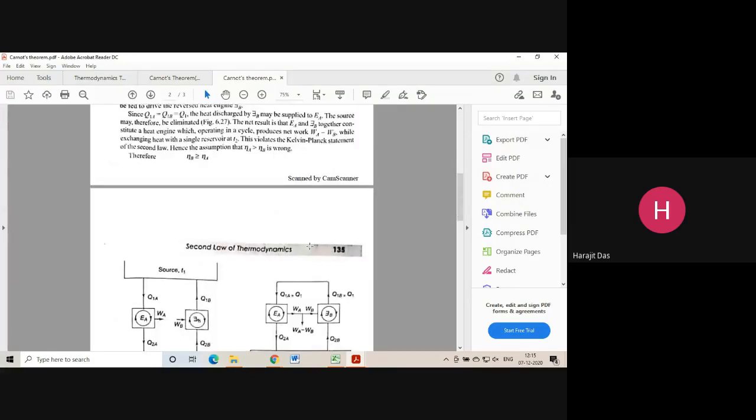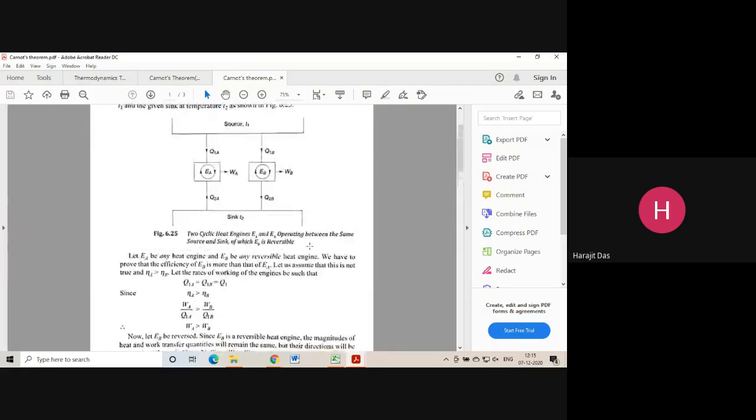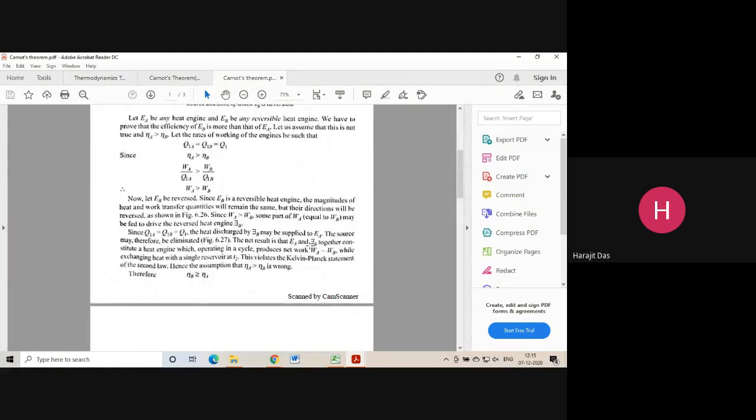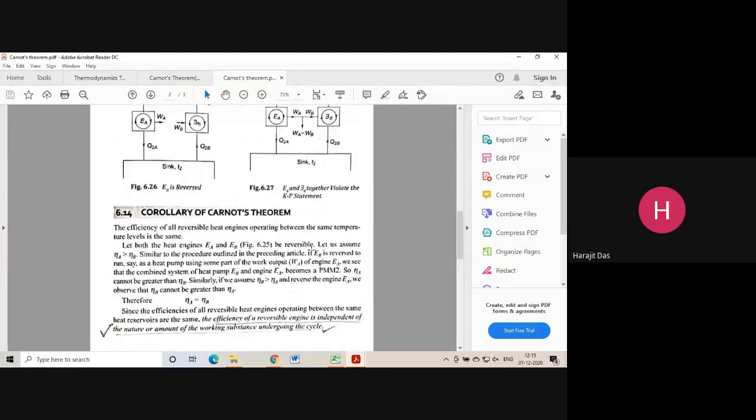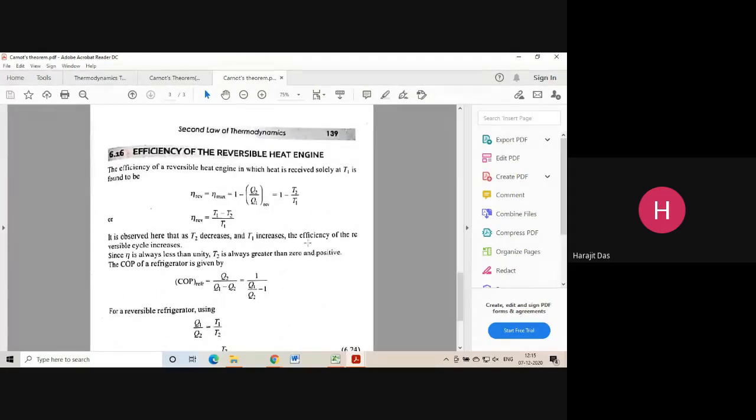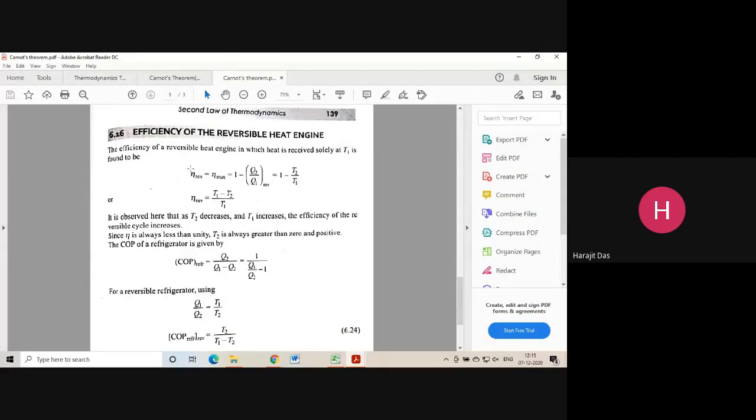So on the principle of this Carnot theorem and corollary, today we will be solving two problems. Then only your concept will be clear to you, and we will be using these formulas also. So you need to commit all these formulas to memory.